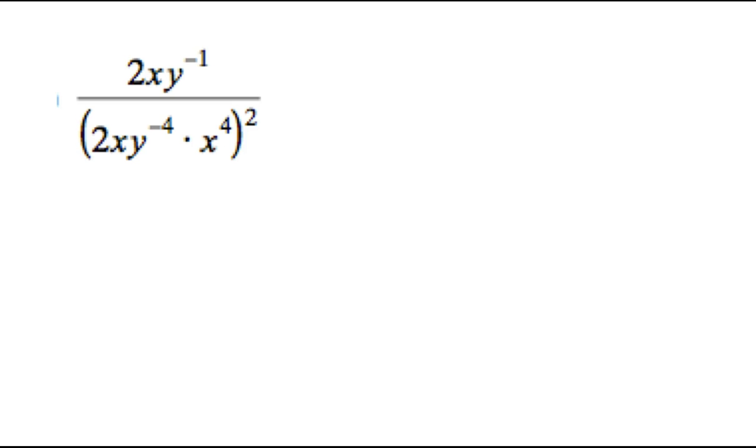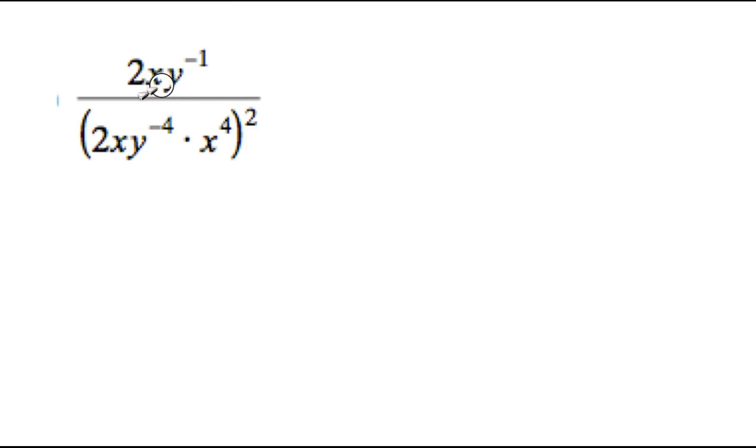Next example. 2x, y to the negative 1 over the quantity 2x, y to the negative 4th, x to the 4th, squared. All right, so again, I'm not squaring the entire fraction. I'm only squaring the denominator. I could go right now and square each one of these, the 2, the x, the y to the negative 4th, and the x to the 4th.